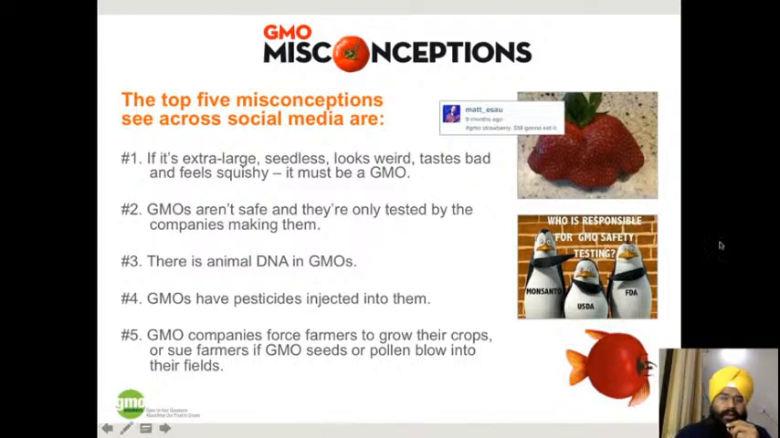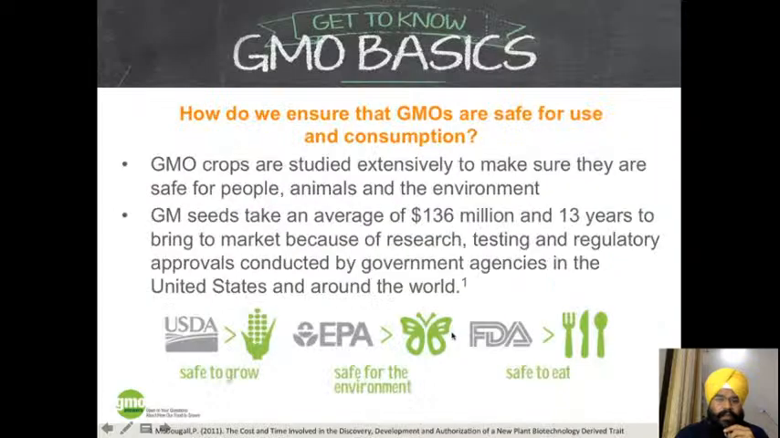This is the normal way of growing a strawberry, but people tweet about it like it's a GMO strawberry and say they are still going to eat it. It's not; they are naturally grown. Sometimes they are hybrids and they grow like that. So who is responsible for this? A cartoon of the penguins: everyone says to each other that someone else does the GMO safety testing, but all of them are working together for it. So these are the various misconceptions.